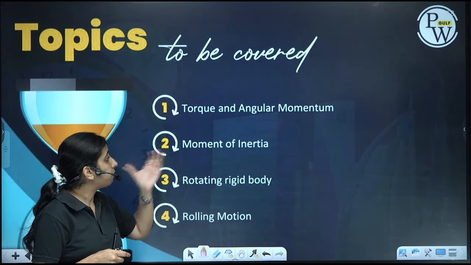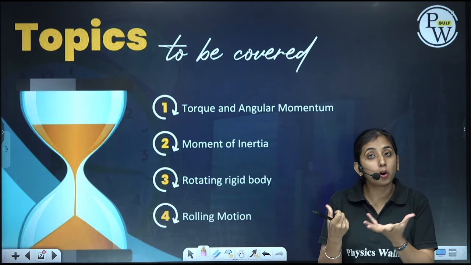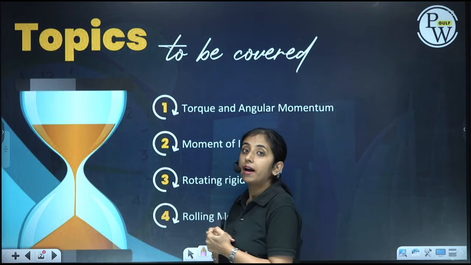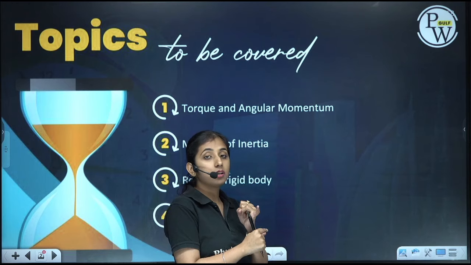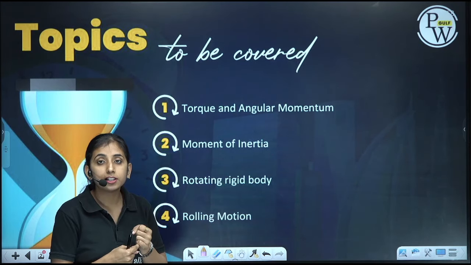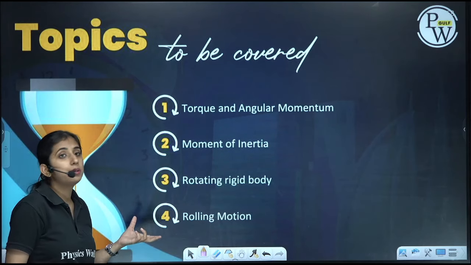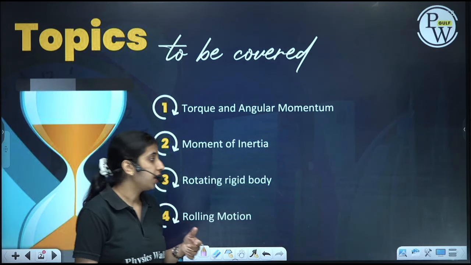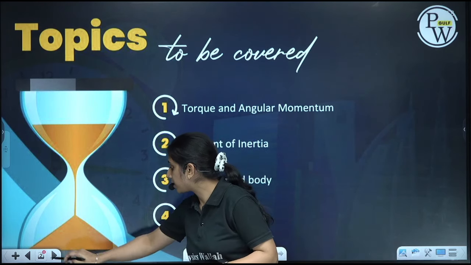Then we'll be doing radius of gyration, moment of inertia of some fixed rigid bodies and composite systems. After that, we'll be covering rotating rigid body, that if we have a rigid body which is rotating with some angular speed omega, then what will be its torque, what will be its angular momentum, what will be its kinetic energy. So the dynamics of a rotating rigid body. After that, we'll be doing rolling motion.